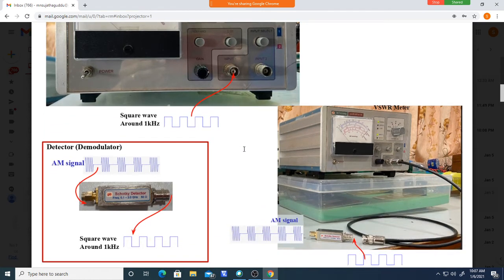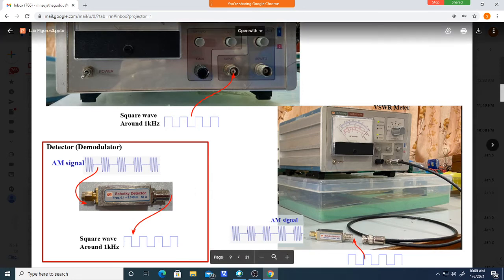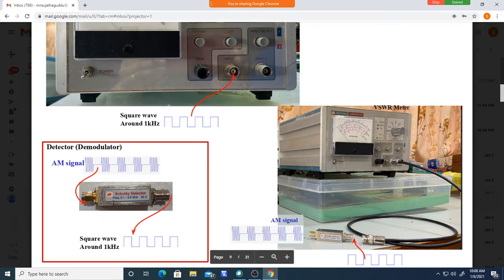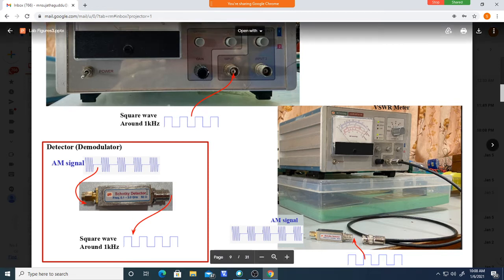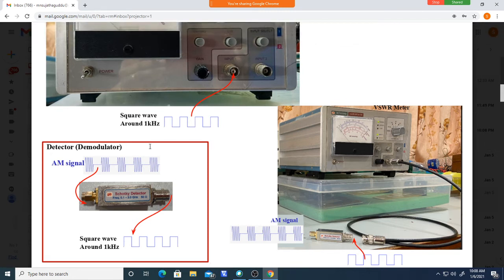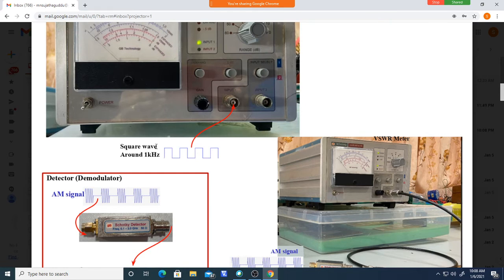Why are we using AM? Because of this: you can easily demodulate an AM signal. You already know an ASK signal can be easily demodulated. That's why we are choosing the AM signal with an AM detector. We cannot take a continuous signal. For measuring the power of a continuous waveform, we should have equipment. High frequency equipment is needed, and that is not there.